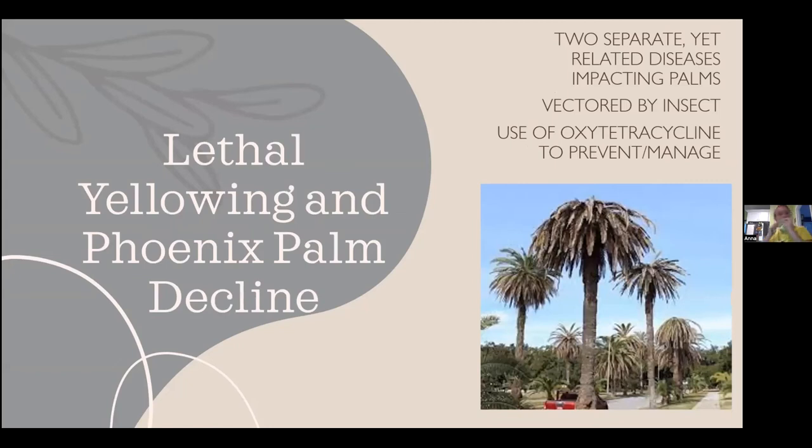Here's a good one. If anyone's driven around town lately, they've probably seen dead palms that look a lot like this. We have 2 different related diseases called lethal yellowing and phoenix palm decline. Really, really sad. It's vectored by an insect that they still haven't really identified, and it's impacting the palms. So that insect lands in the palms, it feeds on it, it vectors the phytoplasma into the tree, and then it declines over time and it dies slowly.